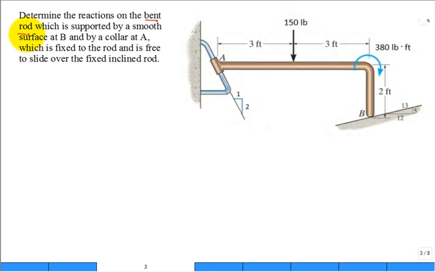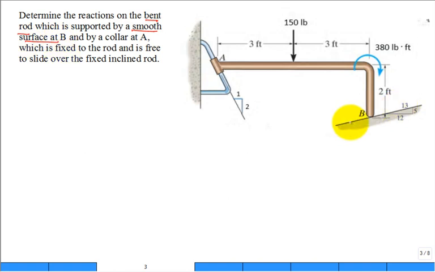What color is it? Gold color? Sure. Yeah, that's that gold color bent rod. It extends from right here down. Okay. It's supported by a smooth surface at B.